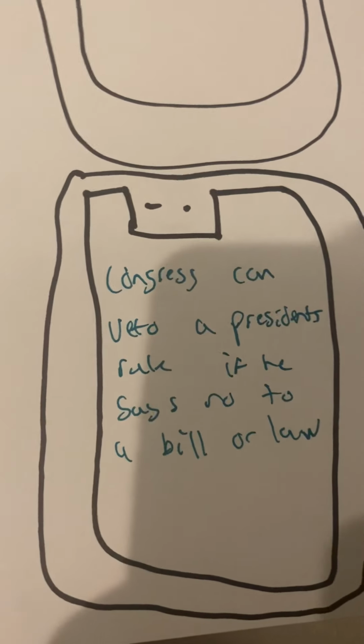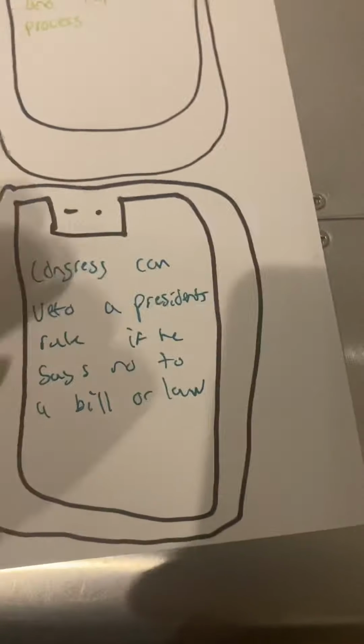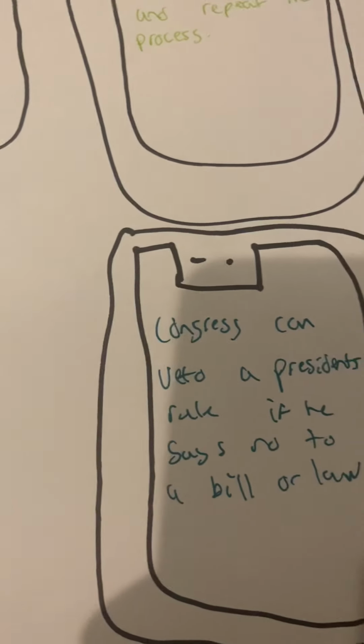We can go back to the home page as well and go to the last slide, which is slide 8. Congress can veto a president's rule if he says no to a bill or a law. So they essentially can overrule a president.